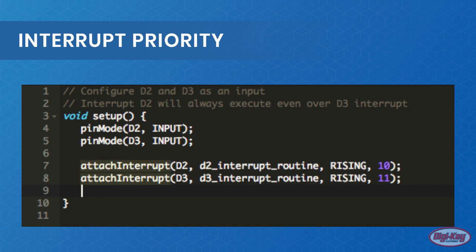Priority can be set using the attach interrupt function and is a fourth optional parameter. The priority number ranges from 0 to 13, with the lowest number being the greater priority.